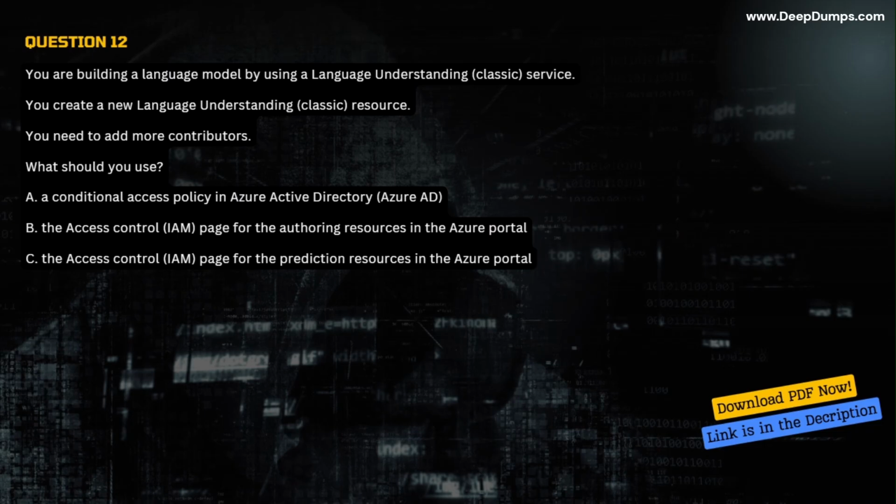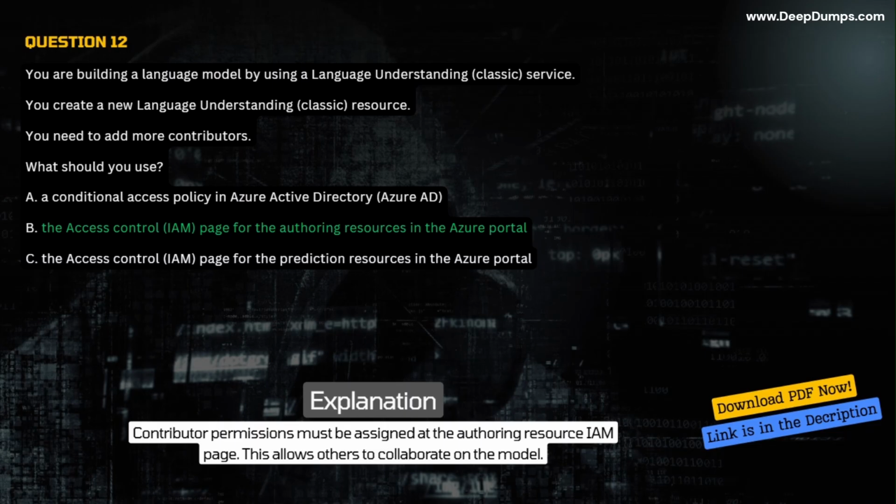B. The access control IAM page for the authoring resources in the Azure portal. C. The access control IAM page for the prediction resources in the Azure portal. Correct answer B. The access control IAM page for the authoring resources in the Azure portal. Explanation: contributor permissions must be assigned at the authoring resource IAM page. This allows others to collaborate on the model.